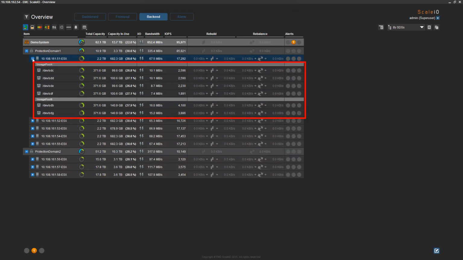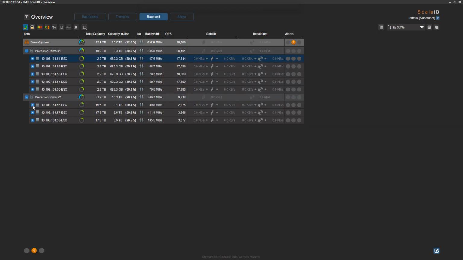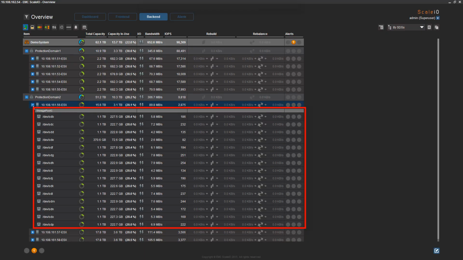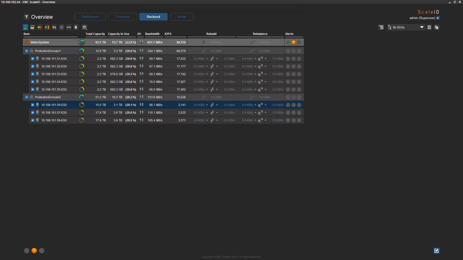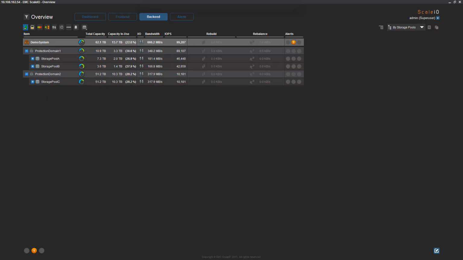This cluster uses all flash nodes in protection domain 1. And it uses spinning media in protection domain 2. A ScaleIO cluster may also contain hybrid nodes. Storage pools are collections of physical drives inside a protection domain that can be sized and resized dynamically based on business requirements. The first protection domain contains two separate storage pools. The second protection domain contains a single storage pool.